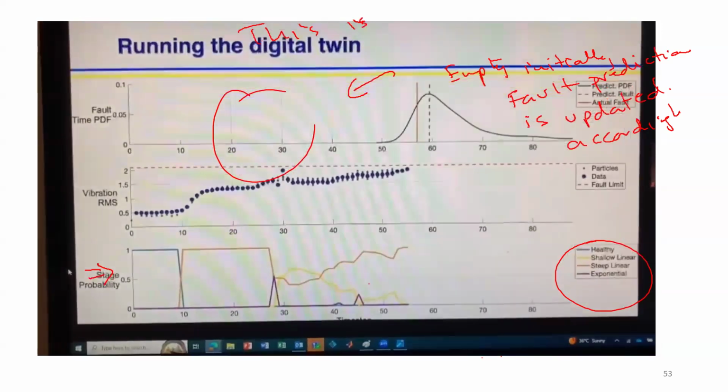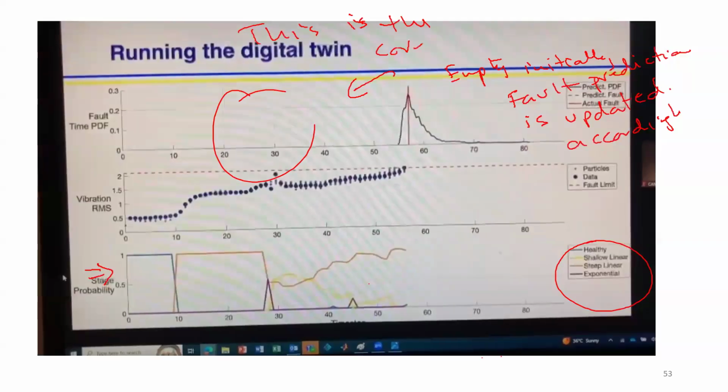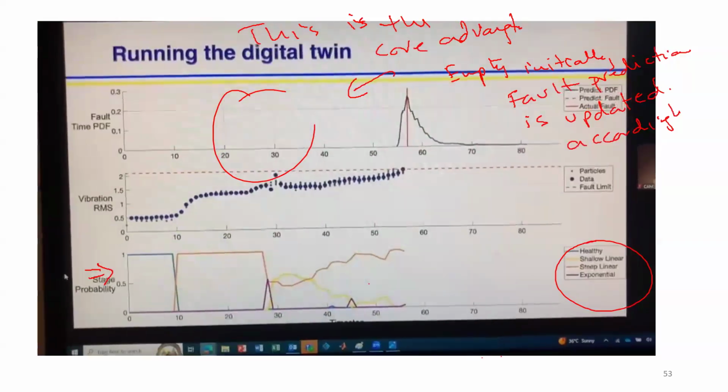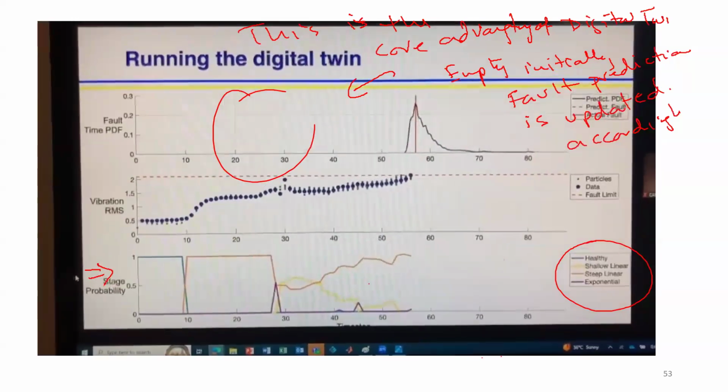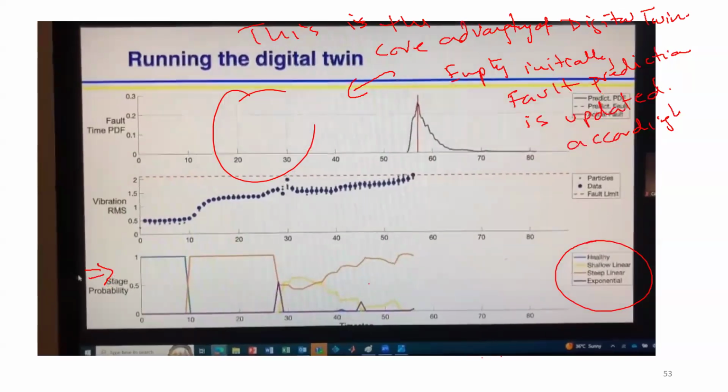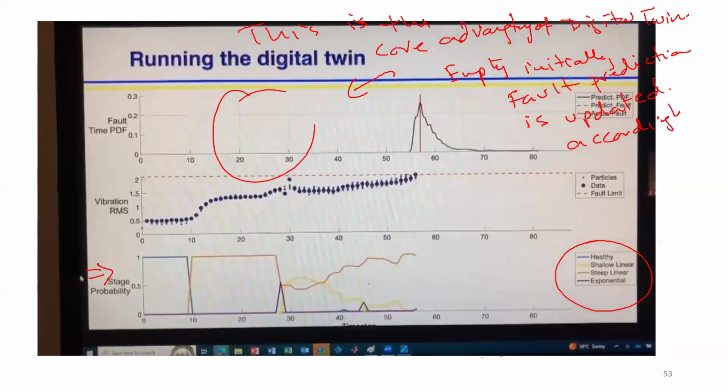This is one of the core advantages of digital twin. Why? Because it continuously evolves. What is the point? The digital twin continuously evolves with real-time data. Right.